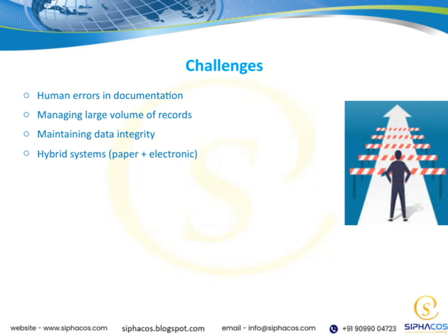Ensuring that the information stays accurate, consistent, and trustworthy over time requires robust processes and controls. Any compromise here can undermine the entire system's reliability. Finally, many organizations deal with hybrid systems, using both paper and electronic records. Integrating these two formats can be complex, often leading to discrepancies or gaps if not managed carefully. All these challenges highlight why developing effective, integrated record management strategies is so important for operational success and compliance.